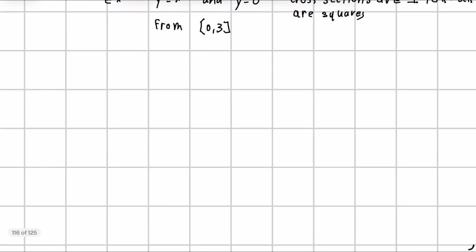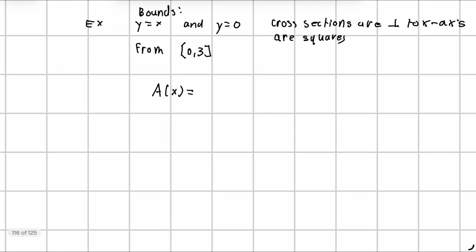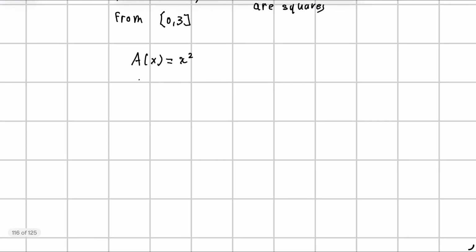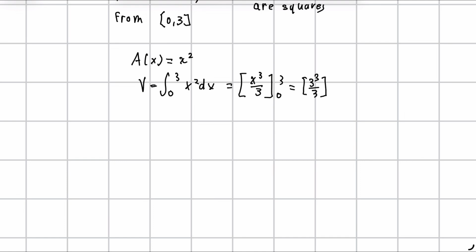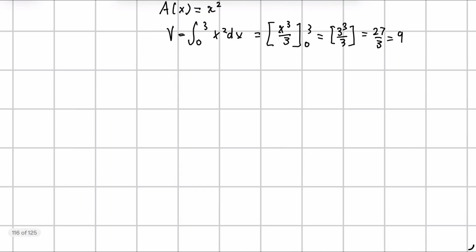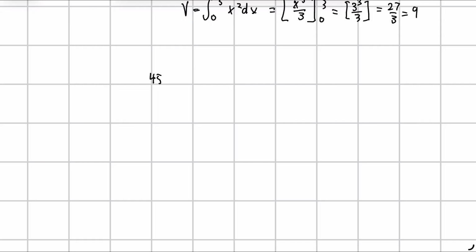So we can take our area, and we can figure this out by knowing that it's going to be a square. So we have x squared. And then we can take the volume is equal to the integral from 0 to 3 of x squared dx. So then if we evaluate this, we can add 1 to 2. So we get x to the power of 3 over 3 from 0 to 3. So then we can plug in 3 to the power of 3 over 3, giving us 27 over 3, aka just 9.